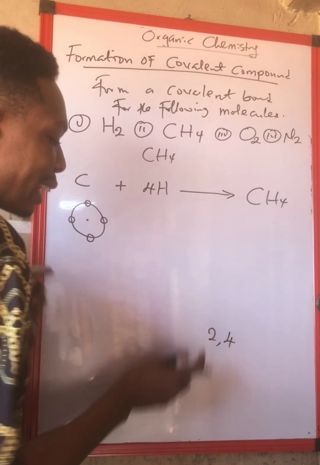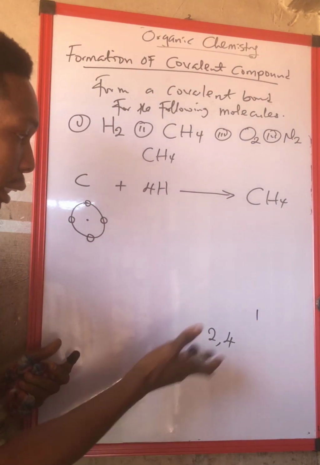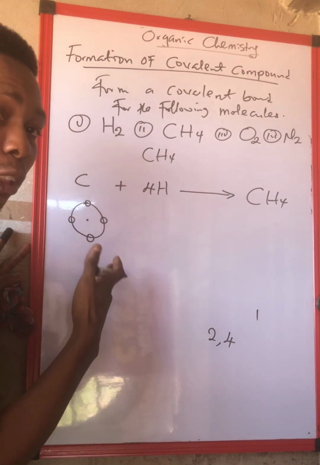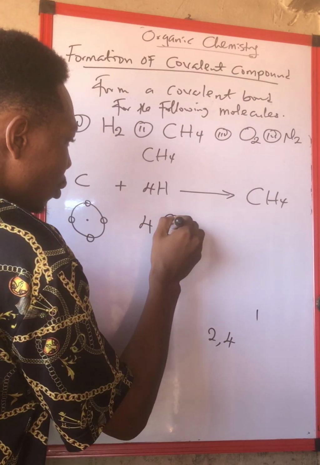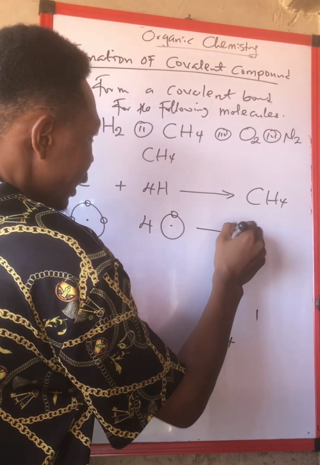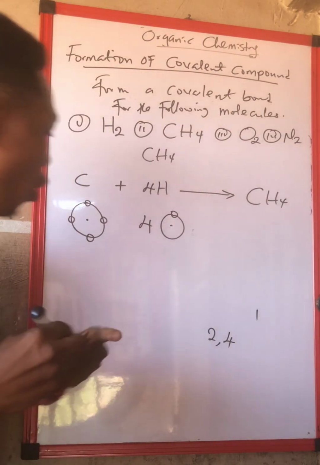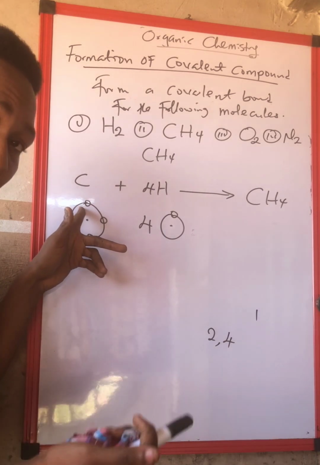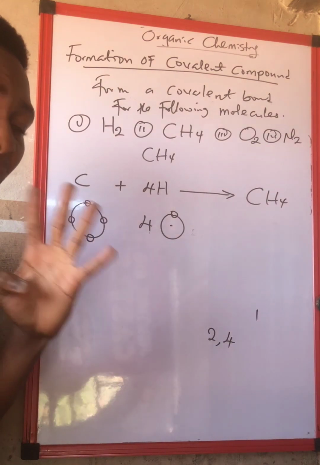So for the hydrogen, hydrogen is just 1 in the periodic table. I need 1 to complete what? A duplet shell. And this one needs 4 to complete what? The octet shell. So for this we have 4 atoms of what? Of hydrogen. So for this one to obtain the octet shell, how many hydrogen do I have? I have 4 atoms of what?